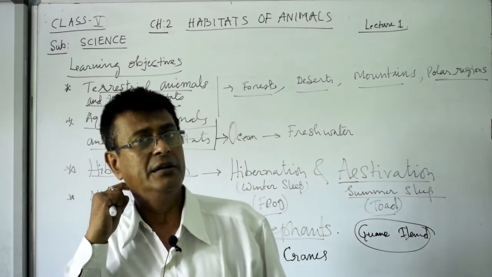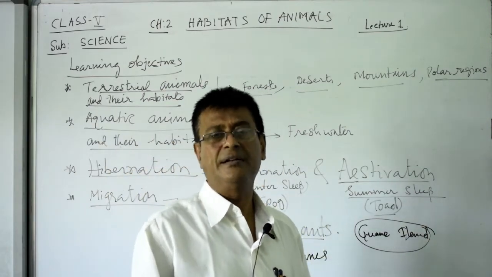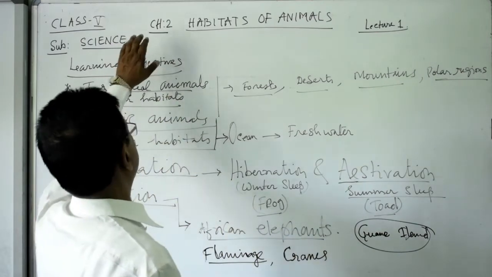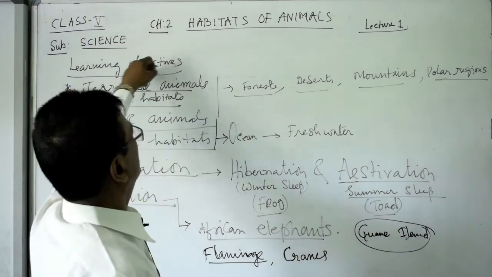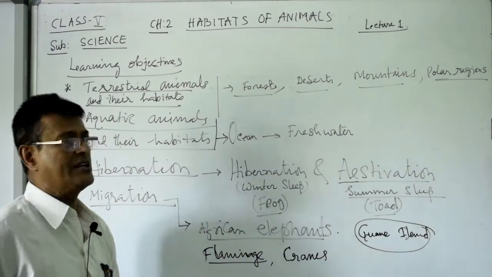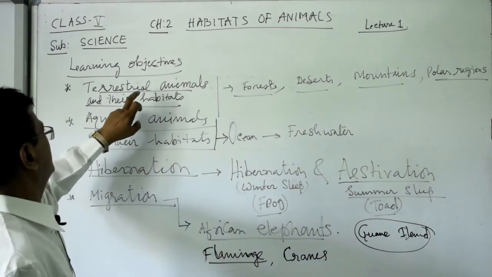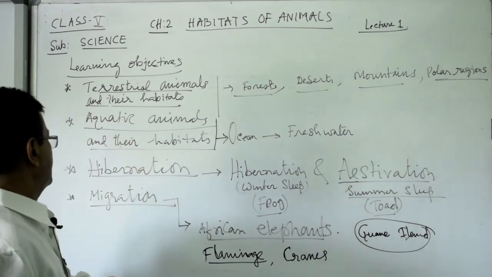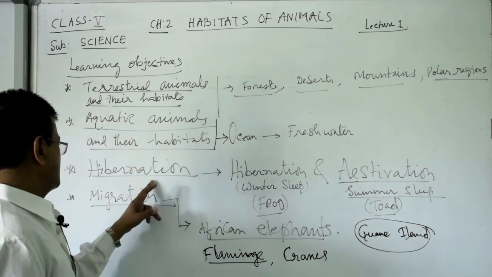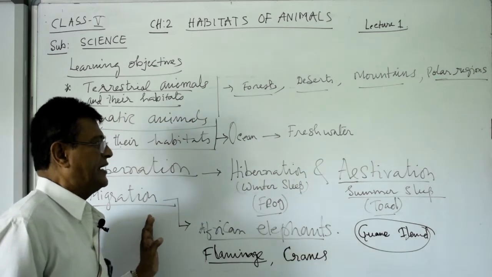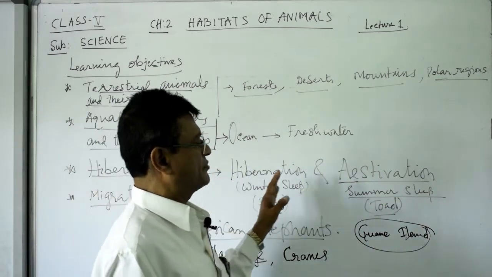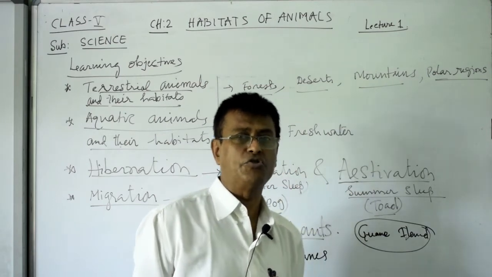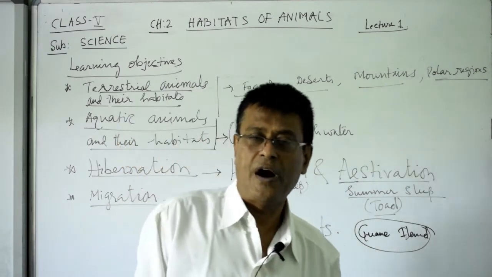Let us see. I hope you're all right, and little group studies are going on also. Well, it is chapter 2 of your science book, and your learning objectives today are the terrestrial animals and their habitats, aquatic animals and their habitats, then hibernation and migration. And along with hibernation, we will come to know some new facts about animals also, which are usually not found in the books.